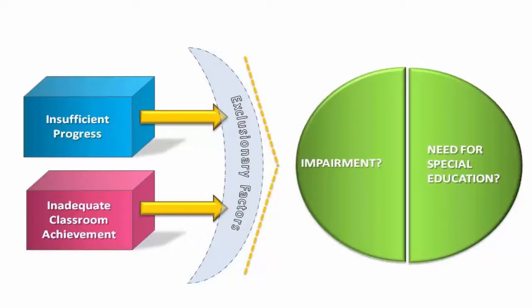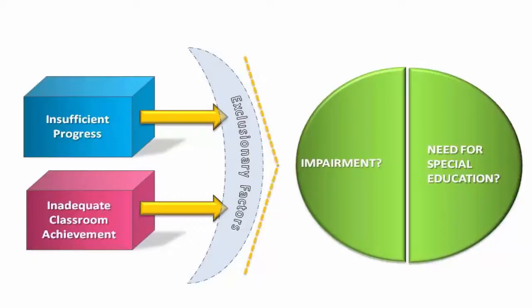On one side are the three criteria in Wisconsin's Specific Learning Disabilities Rule to determine eligibility. So the three components there are insufficient progress in the blue box, inadequate classroom achievement in the reddish colored box, and then those two elements are viewed through the lens of exclusionary factors. And exclusionary factors may be other reasons that the student is not achieving or the student hasn't made adequate progress in response to an intervention.